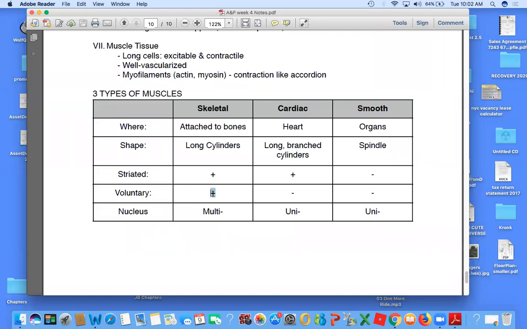Skeletal is voluntary. And last but not least, does it have a nucleus? Multinucleated. We say skeletal muscle is multinucleated because skeletal muscle is very long and needs a lot of control centers to control the different parts of the cell. Cardiac and smooth are unicellular.